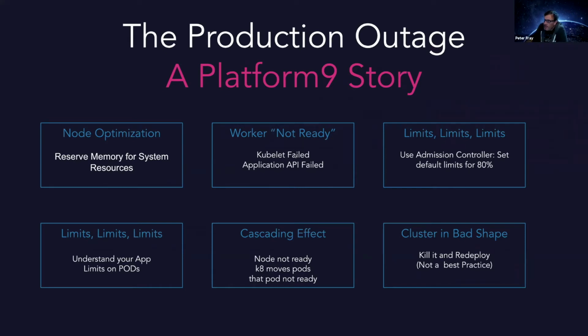So this worker node went not ready again. Kubelet failed. The application APIs still failed. We started implementing Kubernetes limits, admission controllers, default limits for 80% of our pods. Other pods had more specific limits. Cascading effect: one node would go offline, Kubernetes moves the pods to other nodes in the cluster, and another random pod or node would go offline. And we were in a bad place, right? We ended up killing and redeploying the thing.